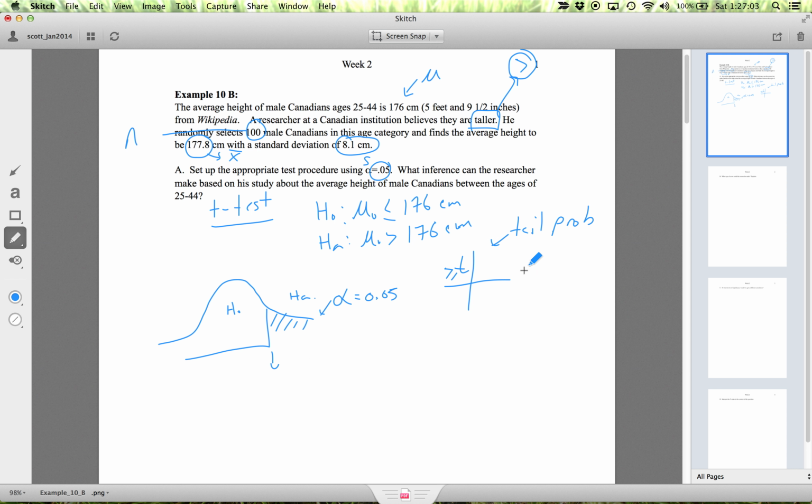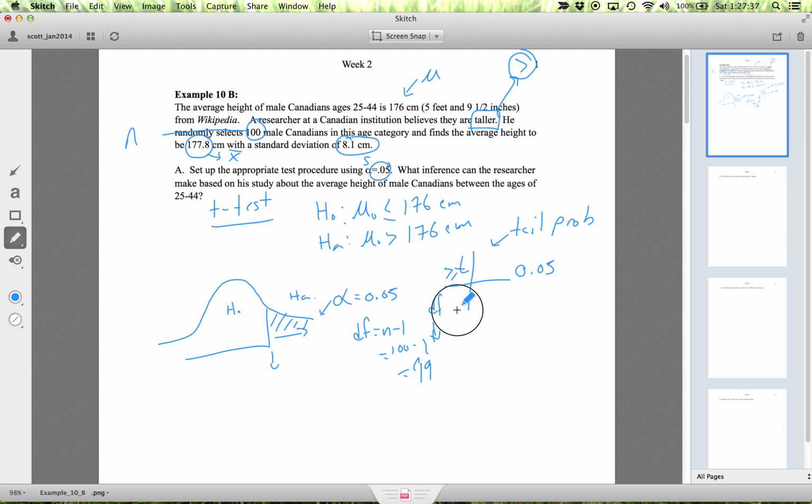What we need to do on the top is find our tail probability, which is in the tail, 5%. And of course, we need to find our degrees of freedom down on the rows. Remember, degrees of freedom for a t-test are n minus 1. Here the number of people we sampled was 100, so 100 minus 1 is the degrees of freedom, meaning that there are 99 degrees of freedom.